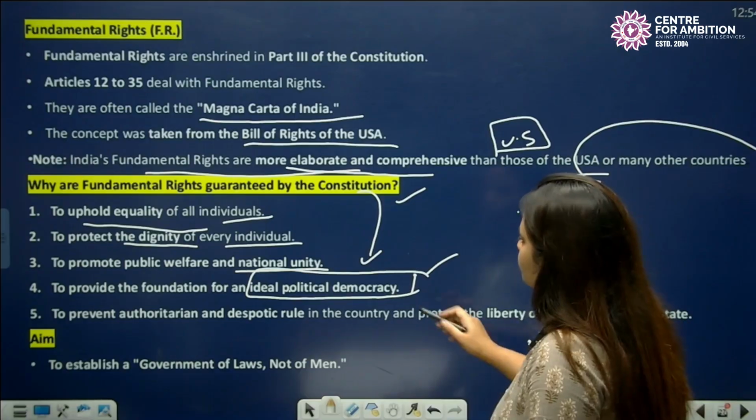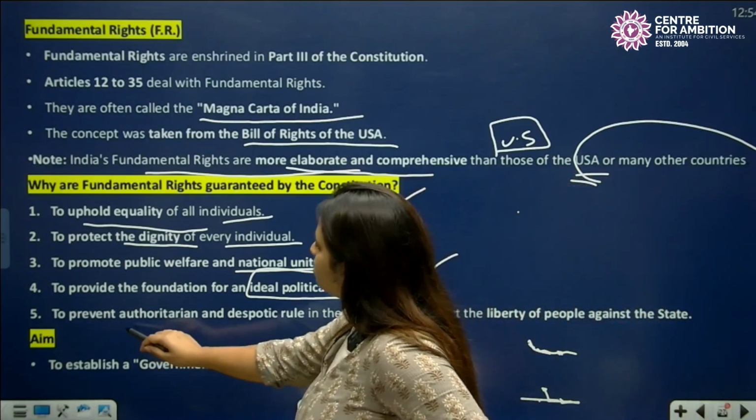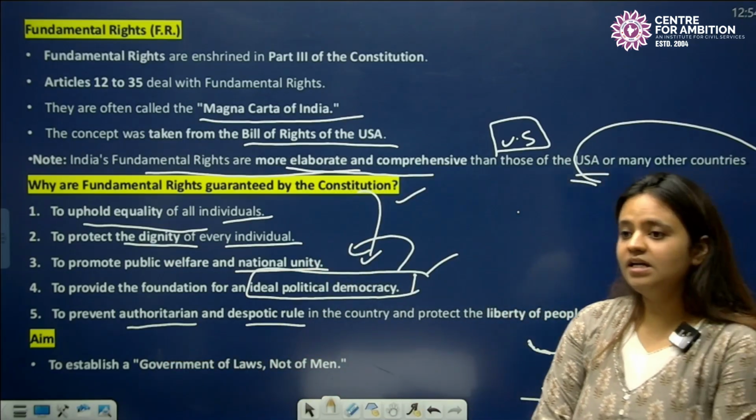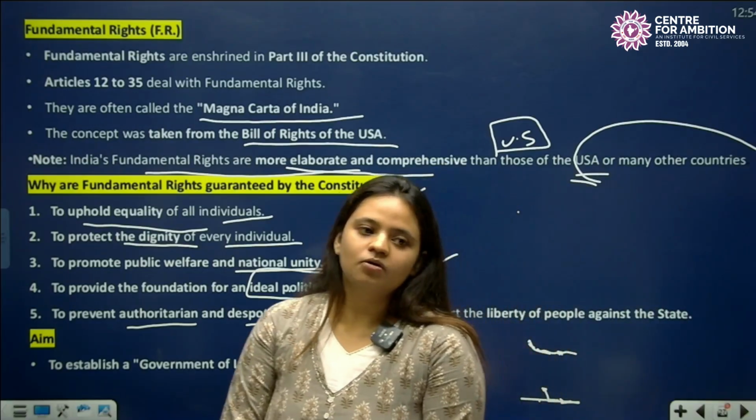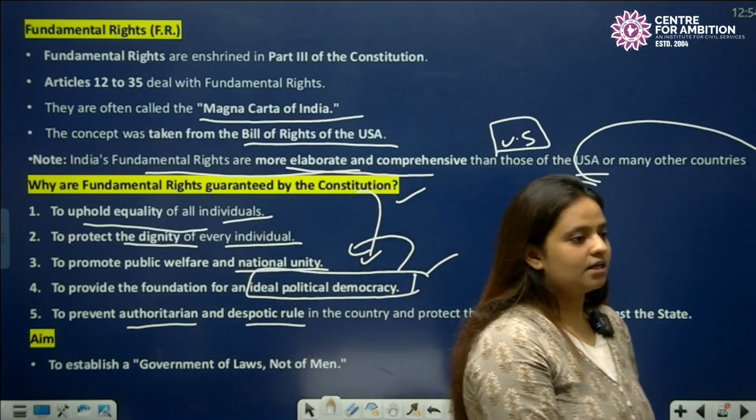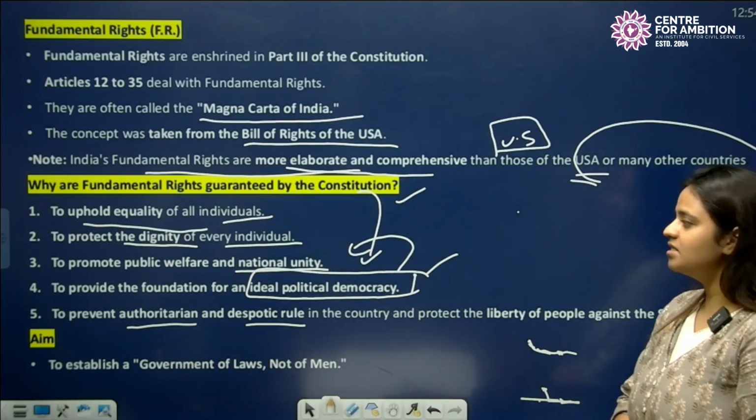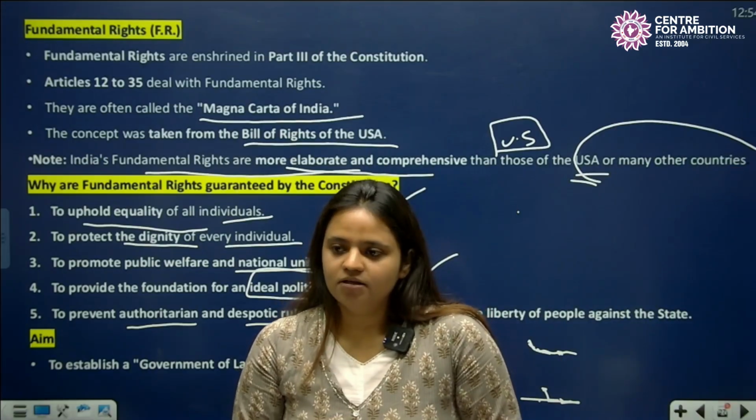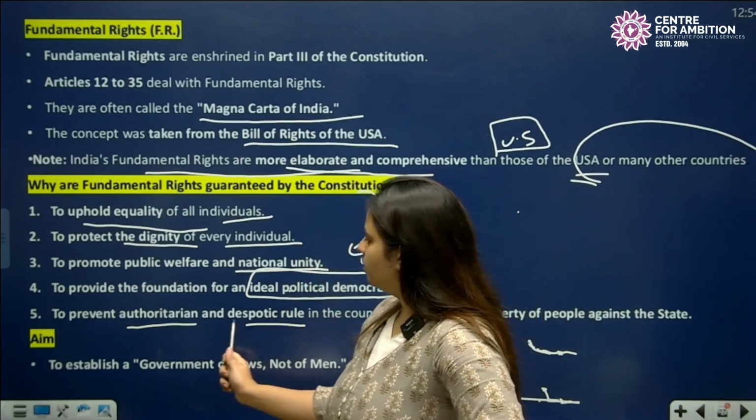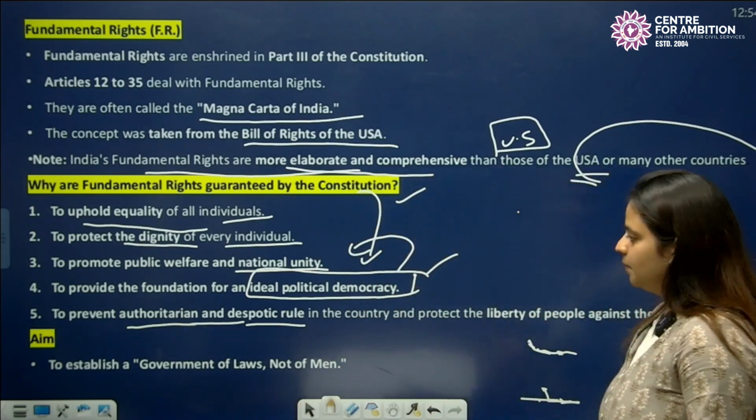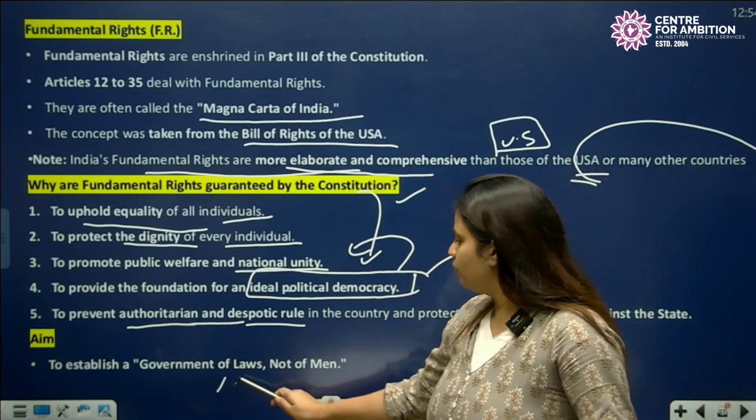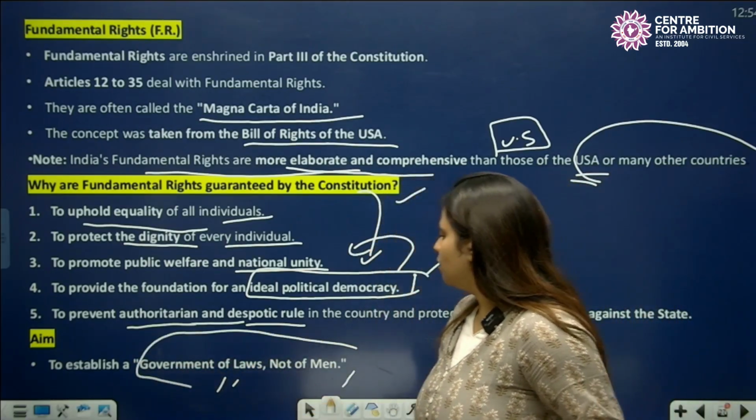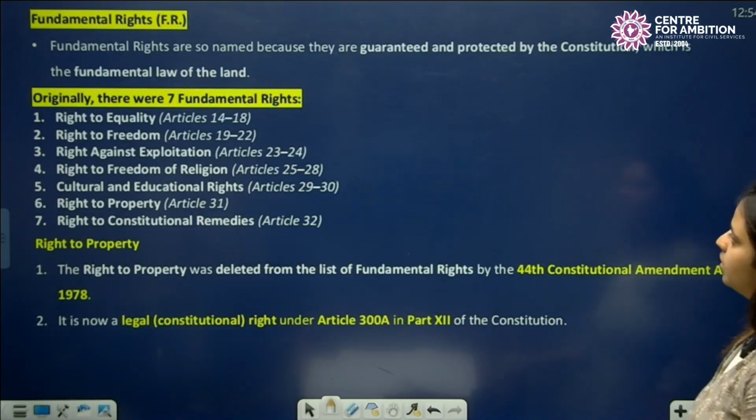So एक ideal political democracy दर्शाता है हमारे जो fundamental rights हैं, so that जो unity है वो बनी रहे, ठीक है। It also prevents authoritarian despotic rule. We have fundamental rights which limit the power of the government, which limits the power of the state, so that there is a democratic system and every individual can enjoy certain rights and no authoritarian or despotic rule can come into being. So it establishes a government of laws, not of men.